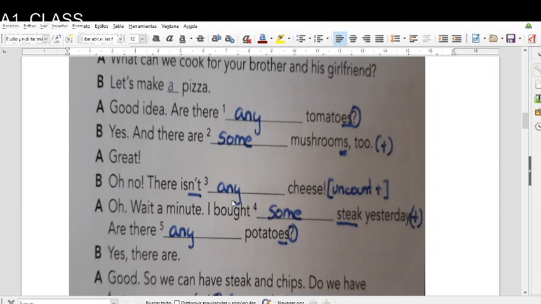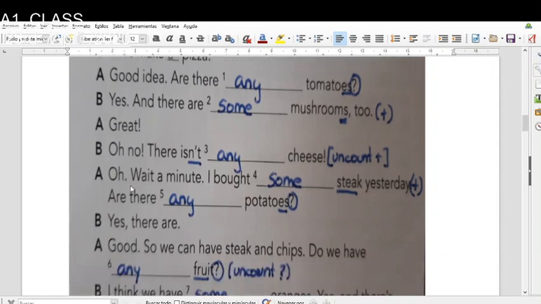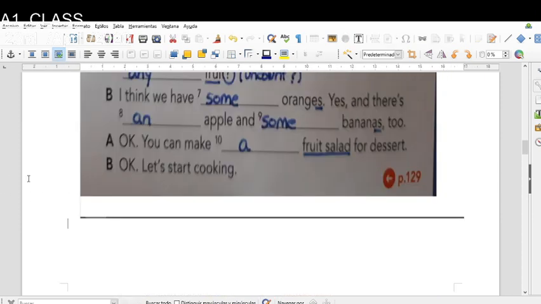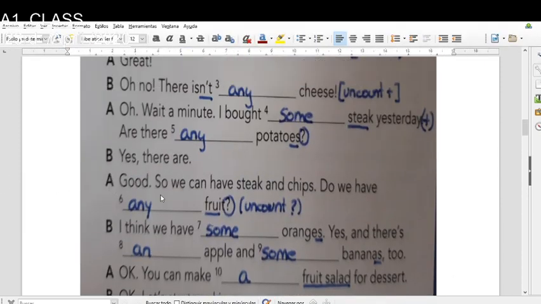Uncountable and negative, any. So, number 3, there isn't any cheese. Very good. No me queda nada de queso. Oh, wait a minute. I bought a steak yesterday. Well, here, steak es un bistec, es carne.